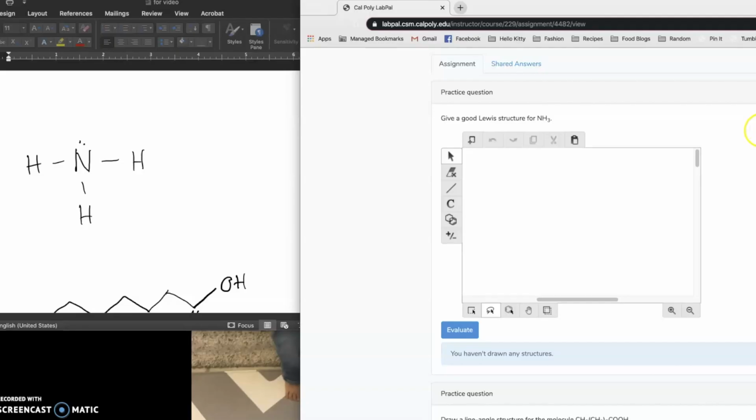Okay, so for this week's lab, you are going to use the molecule builder to build molecules, basically, in LabPal. So to use the molecule builder, you're going to come to a screen that looks something like this, and it will actually be embedded as part of a question. Now, what would be helpful is if you have a Lewis structure already drawn somewhere to reference. So the one that I'm referencing is going to be over here on the left-hand side.